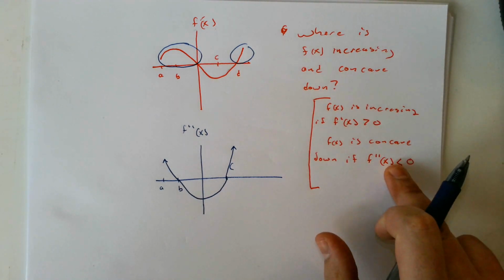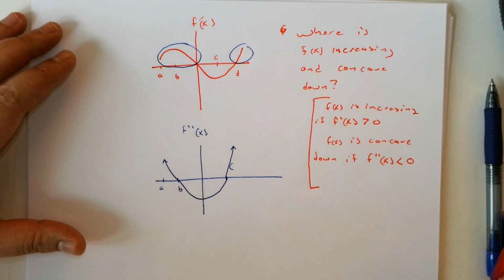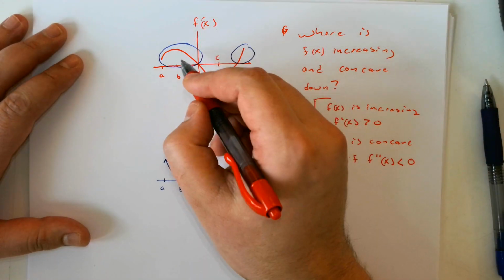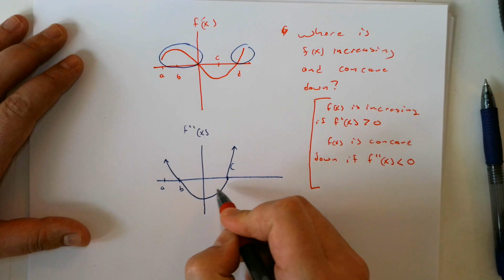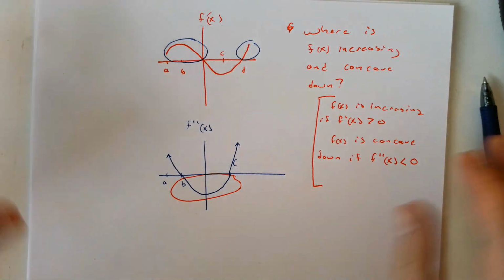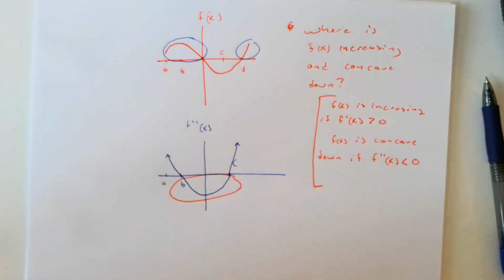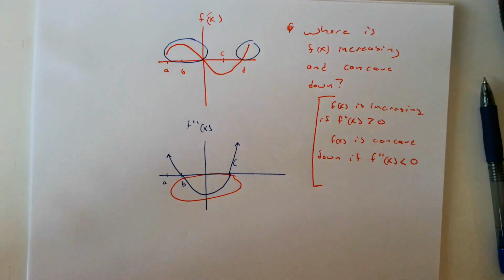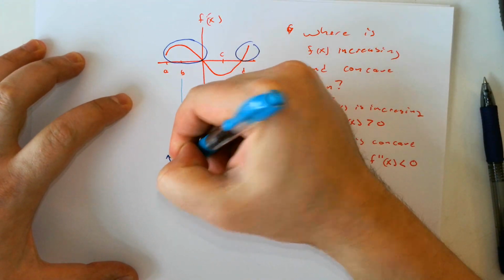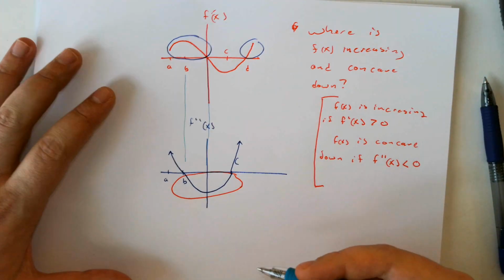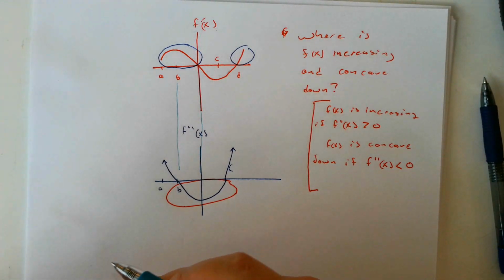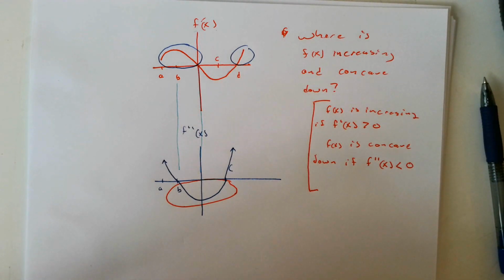This background information and understanding, we're looking for where is f of x increasing and concave down. So I need some interval where I am both positive up here, but down here I need to be negative. Well, I'm only negative on this chunk, right? Because that's where f prime of x is less than 0. And the only spot where those two conditions are both met at the same time is this chunk from b until 0. That's the only spot where f prime of x is greater than 0 and f double prime of x is less than 0.